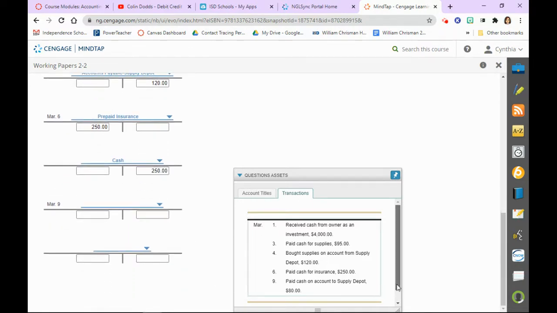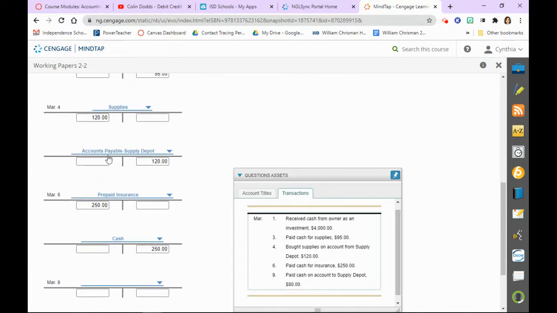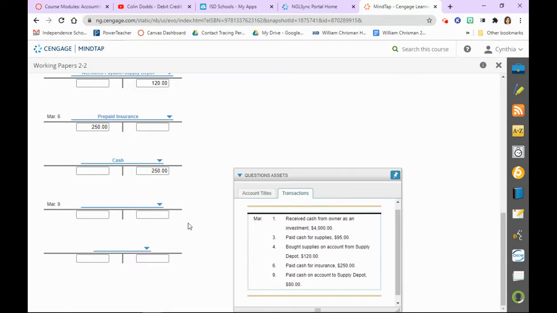And the last one, paid cash on account to Supply Depot. Up here, we went and bought supplies. We owe Supply Depot money. Now we're going to make a payment to them. So Supply Depot is going to go down because what we owe them is going to go down. So it's going to be a debit of 80. And our cash is going to go down also with a credit. So both go, this is a liability, it goes down, asset, it goes down, our accounting equation is still in balance.